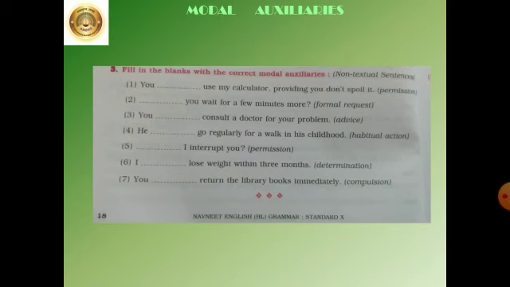Permission, formal request, advice, habitual action, permission, determination, compulsion. Let's see. I'll do two or three for you all. First, we'll do the second one. Formal request: Dash you wait for a few minutes more? Could you wait for a few minutes more? Then habitual, we'll do the fourth one. He dash go regularly for a walk in his childhood. He would go regularly for a walk in his childhood. So students, I want you to do this exercise.